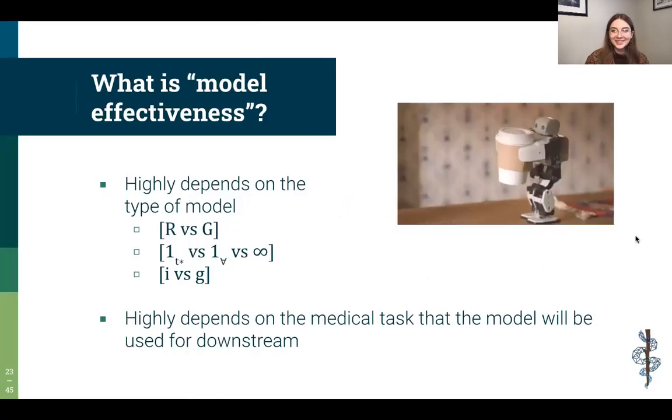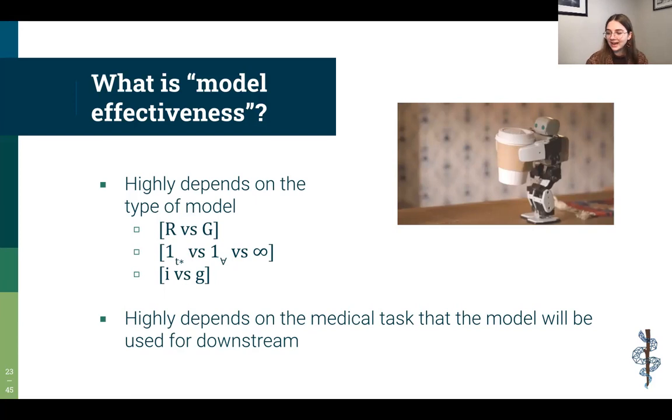This really, of course, depends on the type of model, and also highly depends on the medical task that the model will be used for downstream. I have this cute little picture of a coffee robot here. I guess this robot's sole job is to bring people coffee. And in that case, you could come up with some kind of measure of AI effectiveness or robot effectiveness. If the robot effectively brings you coffee, that would be effective.